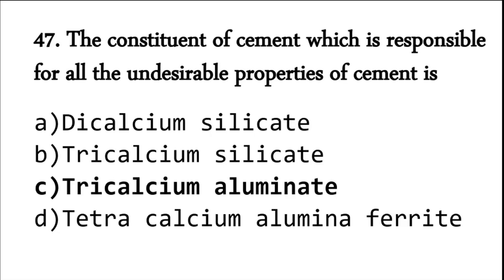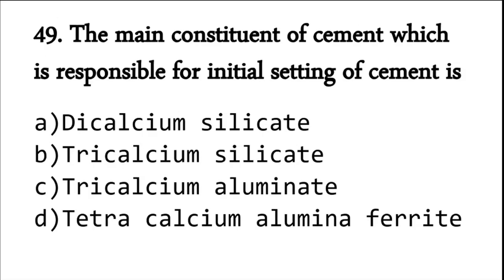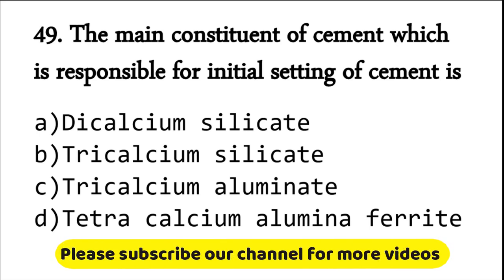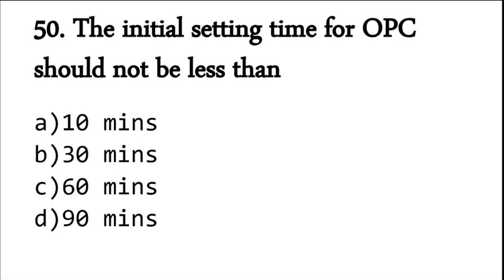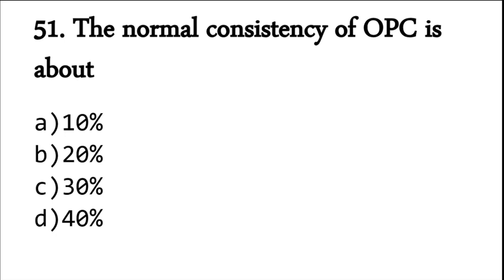Next is the constituent of cement which is responsible for all undesirable properties is tricalcium aluminate. C is the correct answer. Okay, Le Chatelier device is used for determining soundness of cement. B is the correct answer. Okay, next is the main constituent of cement which is responsible for initial setting of cement is called tricalcium aluminate. C is the correct answer. Okay, next is the initial setting time of ordinary Portland cement should not be less than 30 minutes. B is the correct answer. Next is the normal consistency of ordinary Portland cement is about. So for ordinary Portland cement, the normal consistency is 30%. C is the correct answer.